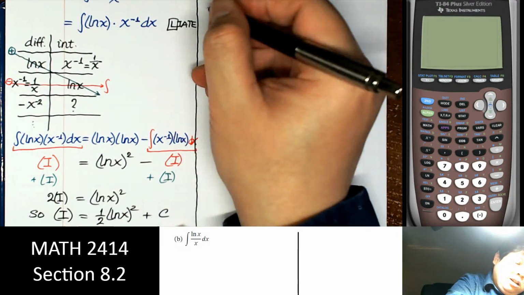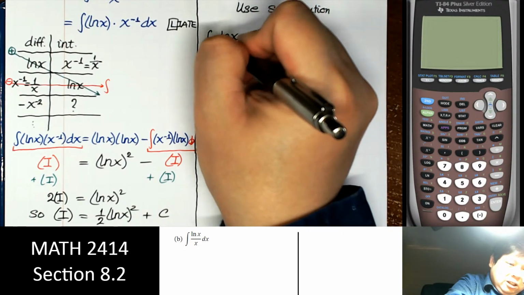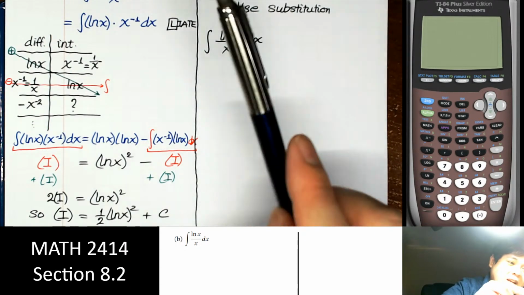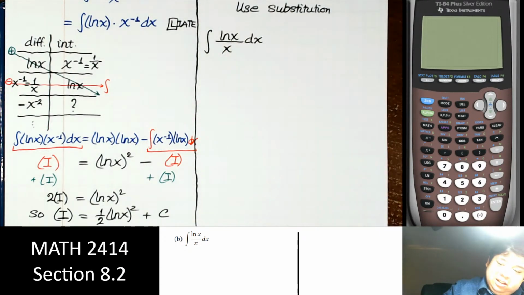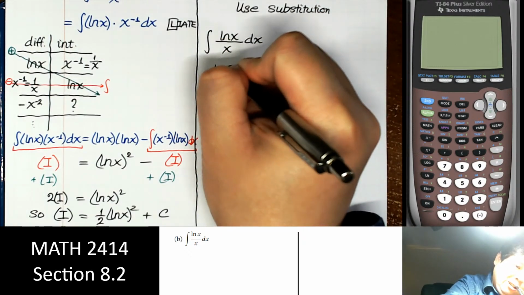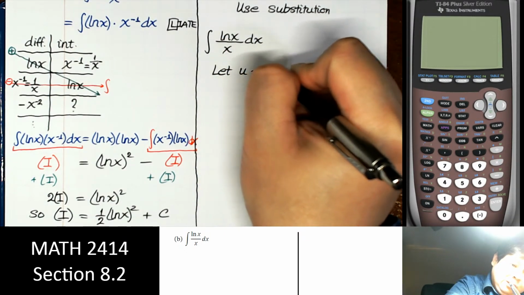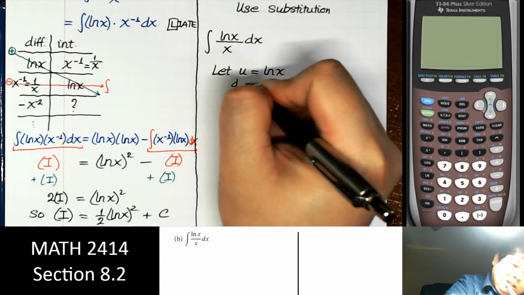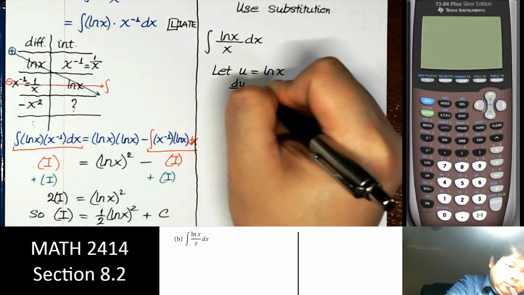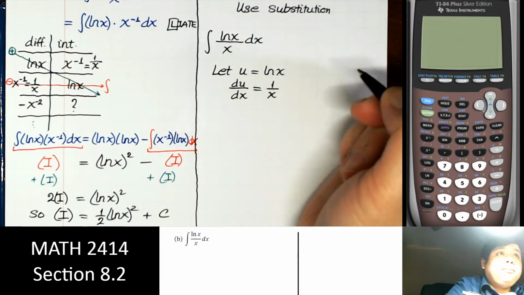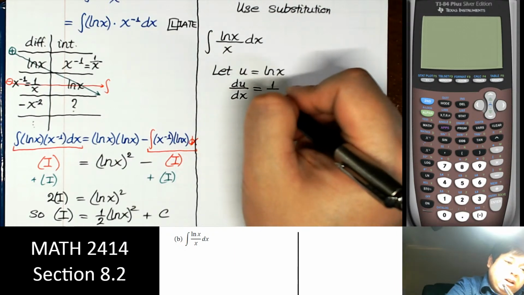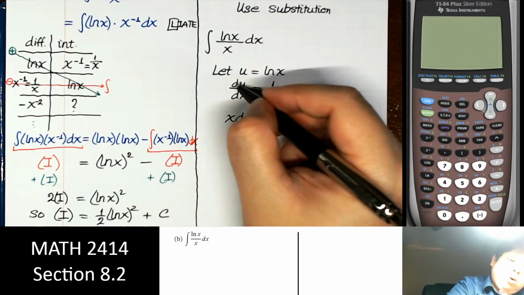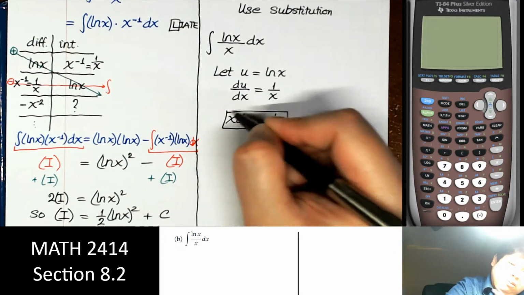So our problem is the integral of ln of x over x dx. Right, the substitution. Let u be ln of x. And then we'll take the derivative of ln of x, which is 1 over x. Cross multiply: x du equal to dx. Just cross multiply, and that gives us dx.